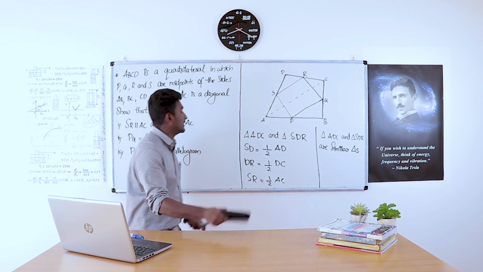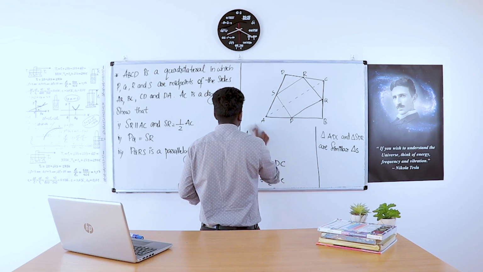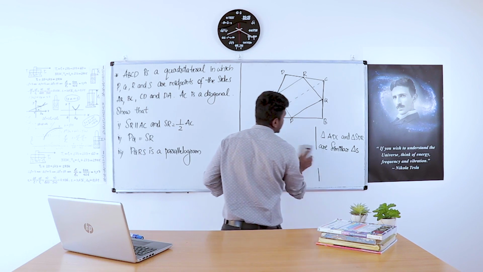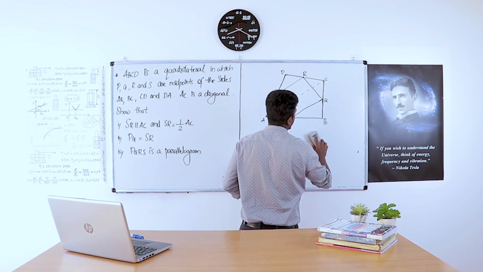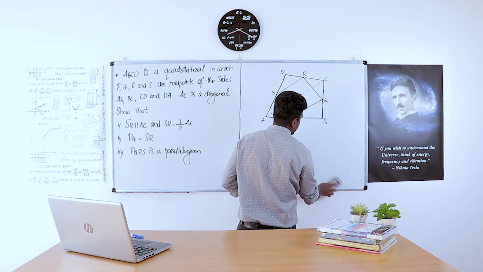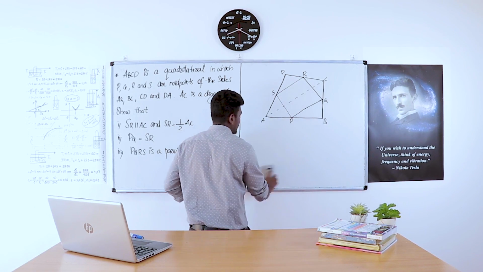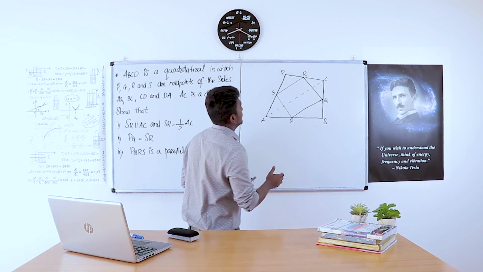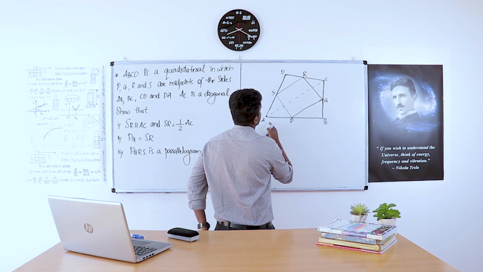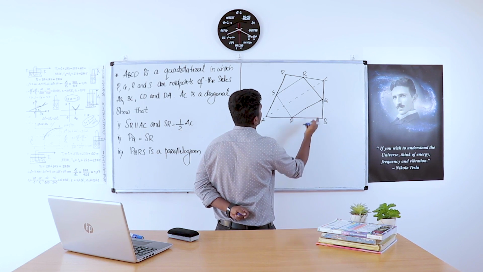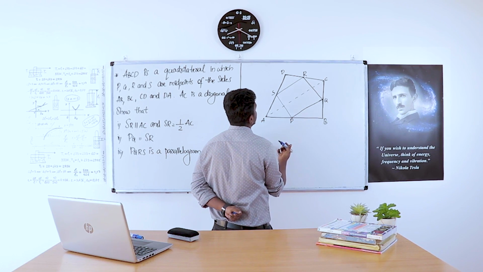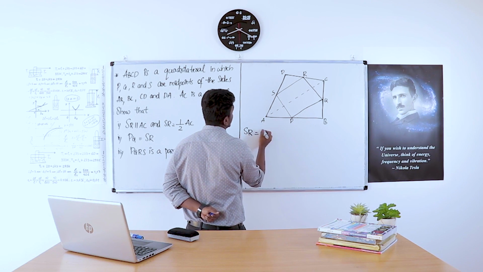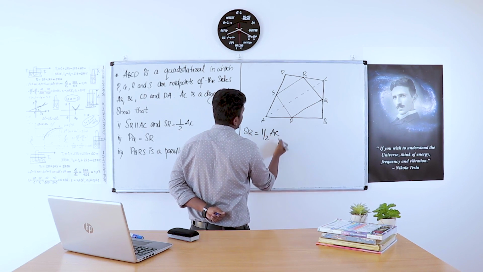Clear? Now, what is the second thing we need to prove? The second thing we need to prove is PQ is equal to SR. How will we prove PQ is equal to SR? Now, look at the triangle in the downward part, that is ABC. Now we all know the condition that SR is equal to 1 by 2 AC, or half AC.